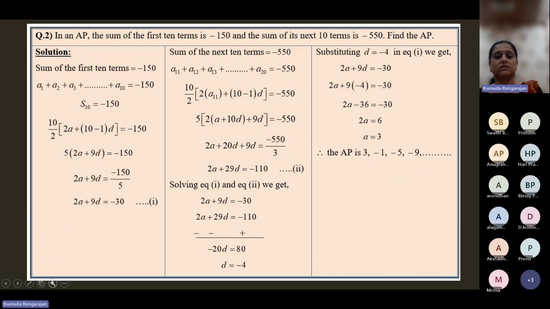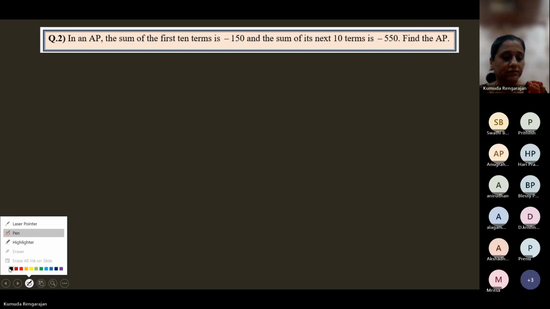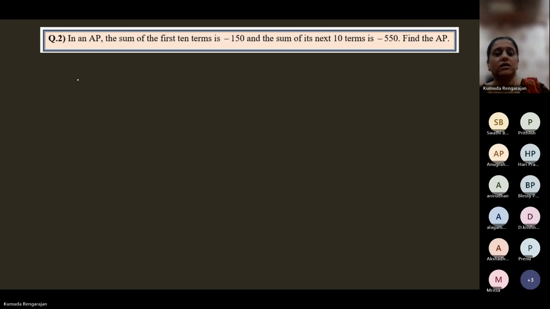So now the other method. The first equation is going to be the same. The sum of the first 10 terms is minus 150. Now, how do you handle the second part of the question? The sum of the next 10 terms is minus 550.